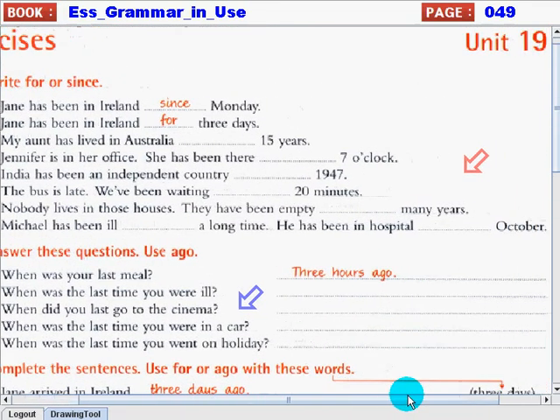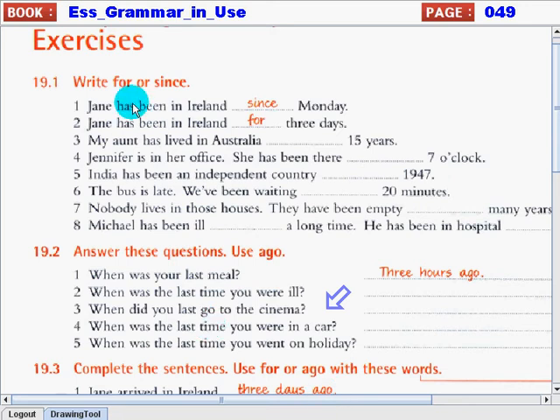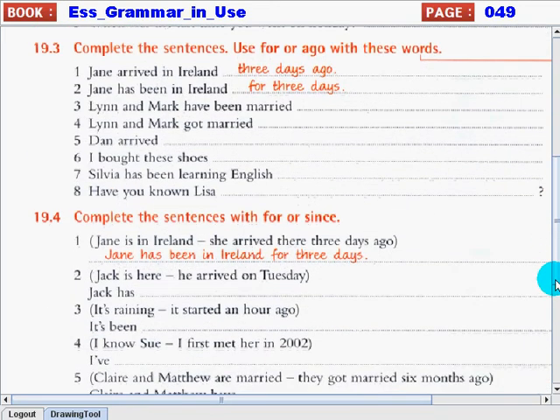Now, in our previous video, under Unit 19, we did some exercises using the words for and since, right? And of course, ago. Now, we're going to continue those. We're going to do activities 19.3, 19.4, and 19.5. Let's start here. I want you to complete the sentences. Use for or ago with these words.